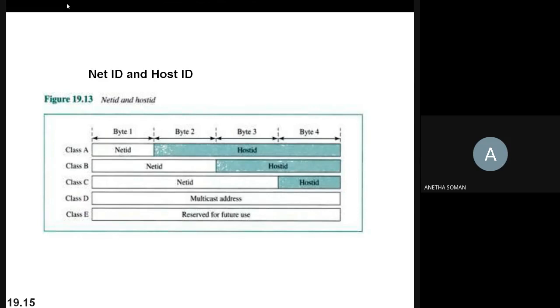Now, class D is meant for multicast communication. Multicasting means you will have one source and a group of destinations. A multicast address is used only as a destination address. It is not used as a source address. The source address will be unicast, but the destination address will be multicast. In the earlier module I told you about unicast, multicast, and broadcast, and you did a few sums based on that. So class D is meant for multicast communication.